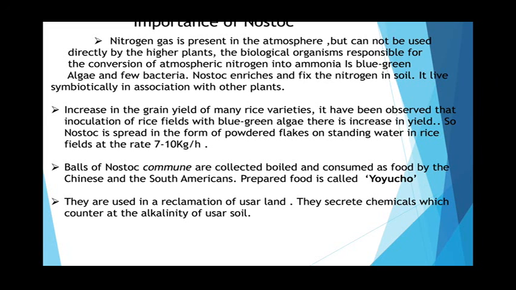So it enhances the nitrogen fixation and the yield of rice is more in that case. Third, balls of Nostoc commune are collected, boiled and consumed as food by the Chinese and the South Americans. Prepared food is also known as yoyucho. They are also used in the reclamation of Usar land, as all of you know that cyanobacteria or blue-green algae secrete some chemicals which counter the alkalinity of Usar soil.